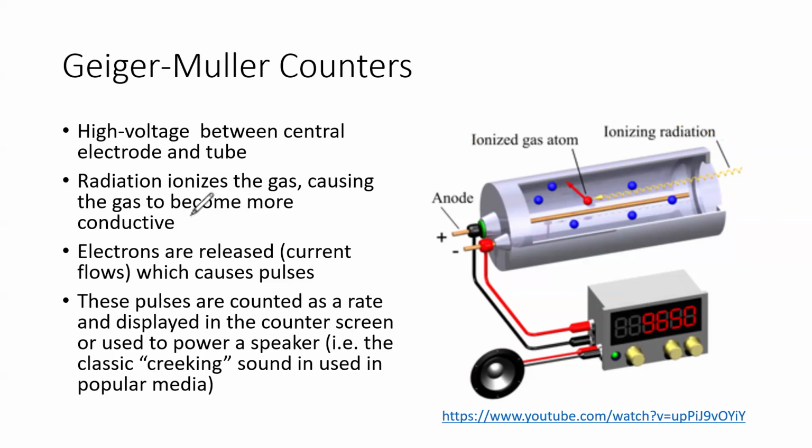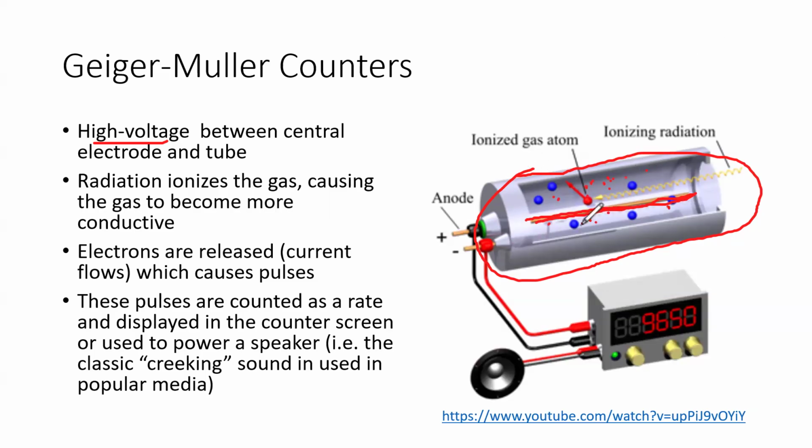So how does this work? You basically have a chamber which contains a gas, and in the middle of the chamber is a metal electrode. What they do here is apply a lot of voltage between the walls of the tube and the electrode in the middle, so there's a large potential difference between these two.